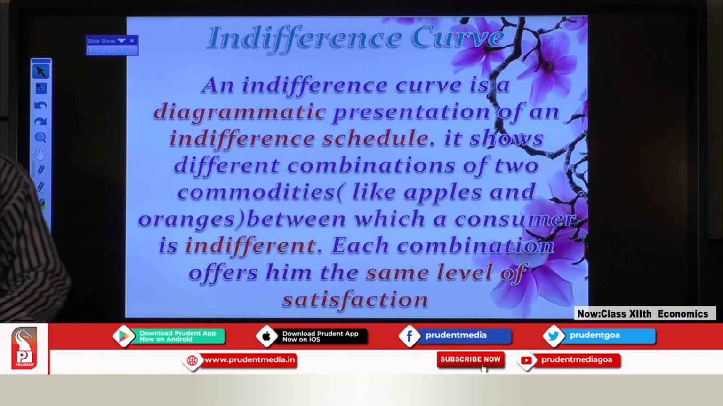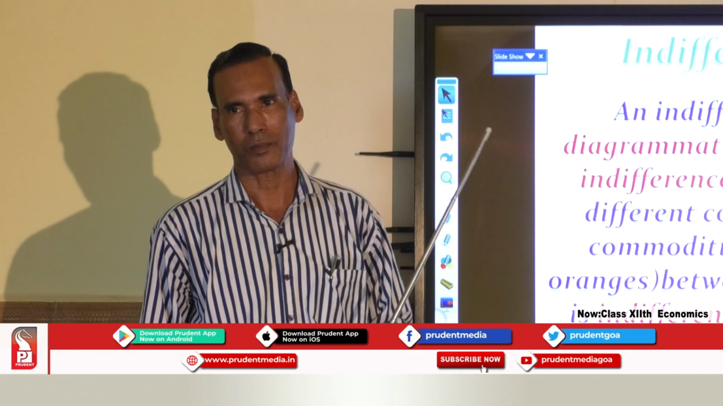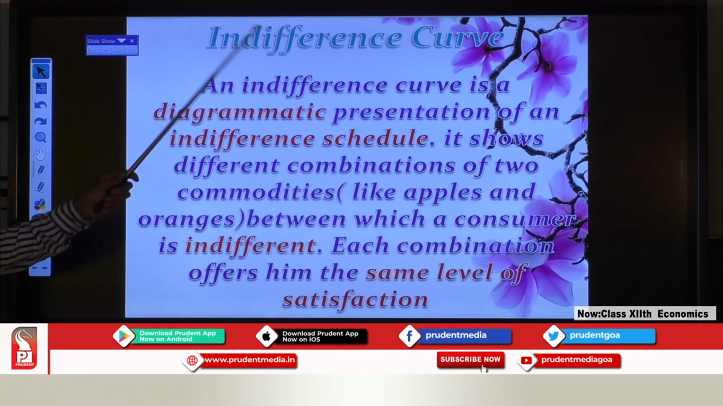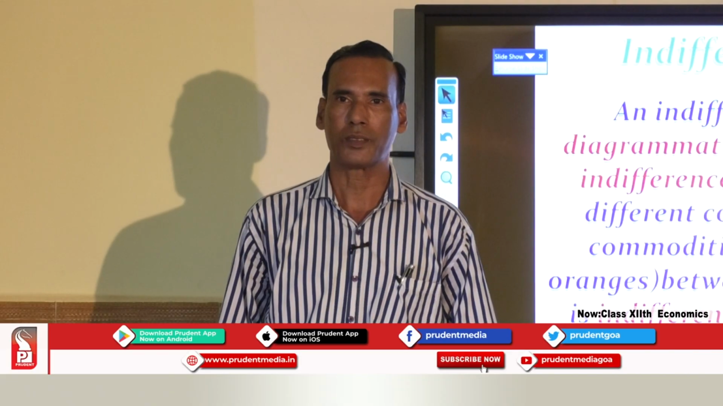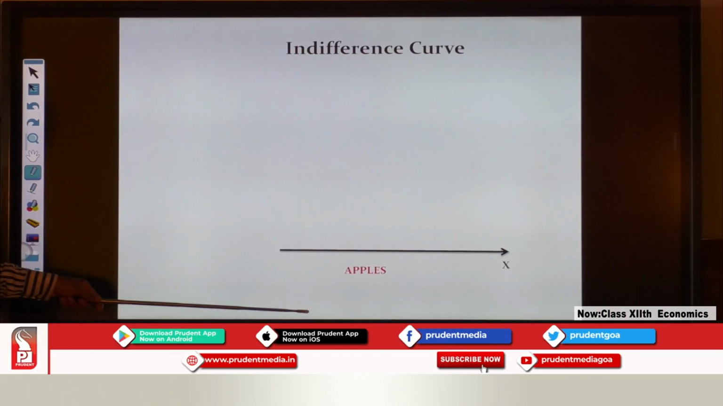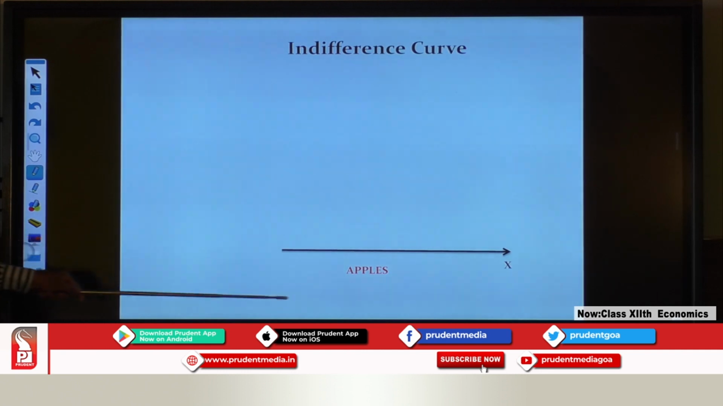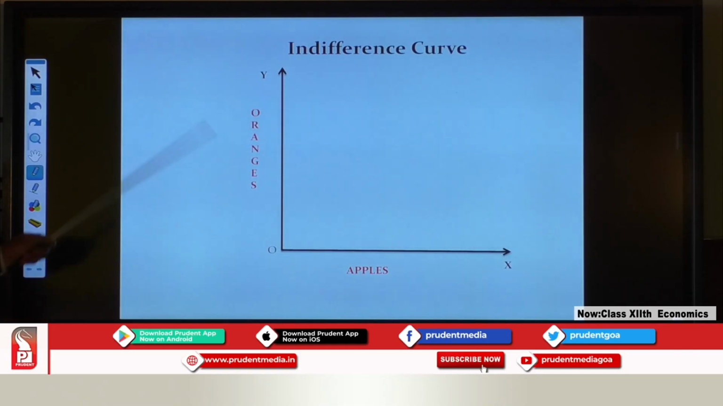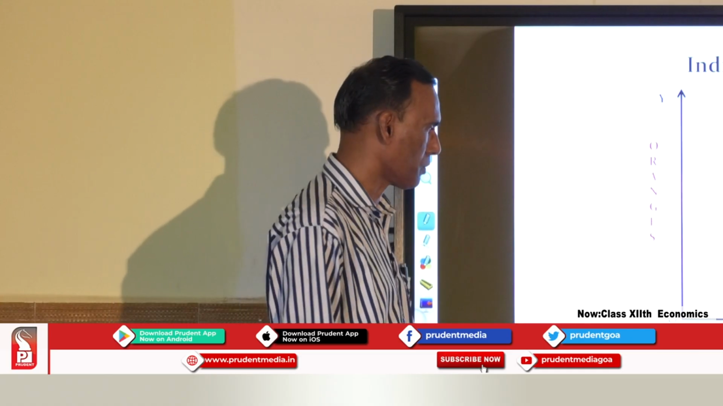Now, indifference curve. The representation of the indifference schedule is called the indifference curve. Whatever combinations are lying on the indifference curve, they give the same level of satisfaction to the consumer. On the x-axis, I measure commodity 1, here in the example I have taken apples. On the y-axis, I have taken oranges as commodity 2. Now here to draw this, I didn't take the example, I have drawn an imaginary one without scale.